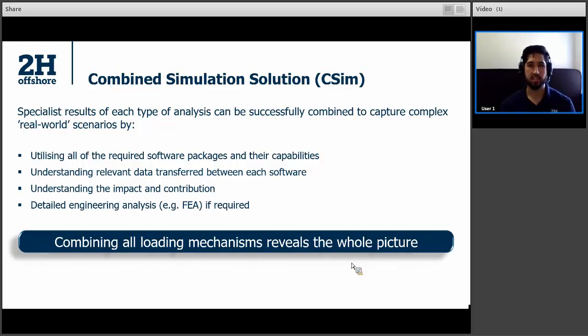As we understand those pieces of software, we can understand the inputs and outputs of each of them to pair them together and pair the relevant data together. We can understand the impact and contribution, so it's not just a handshake between, let's say, the wells team to the conductors, to the structural team. We can understand the impact of our decision making at the wells design stage, and we can use each of those packages ourselves. So we're essentially combining all the loading mechanisms and revealing the whole picture in a better way.